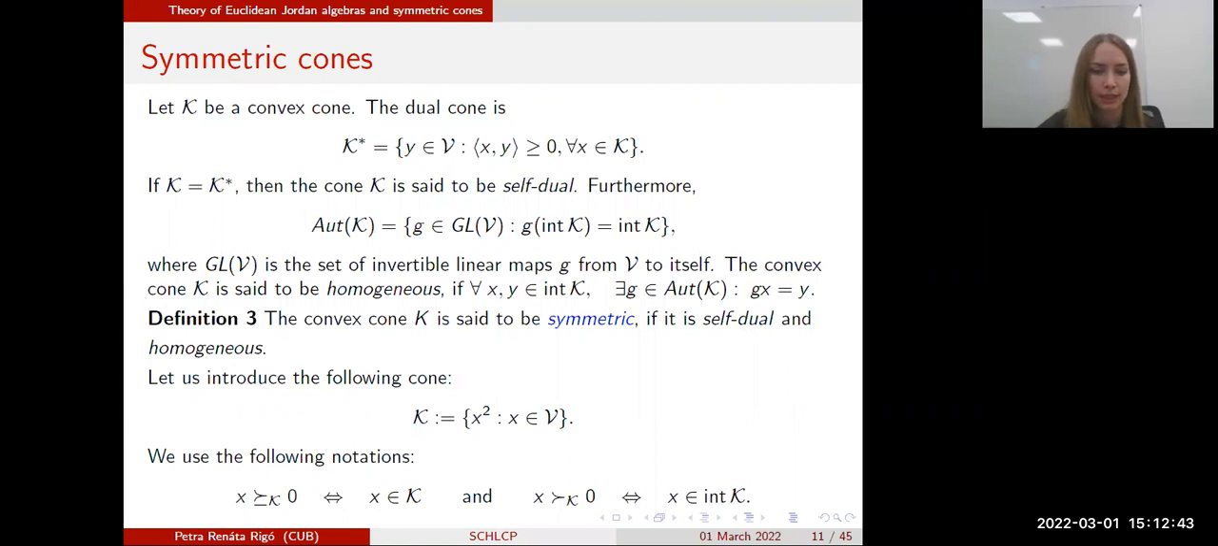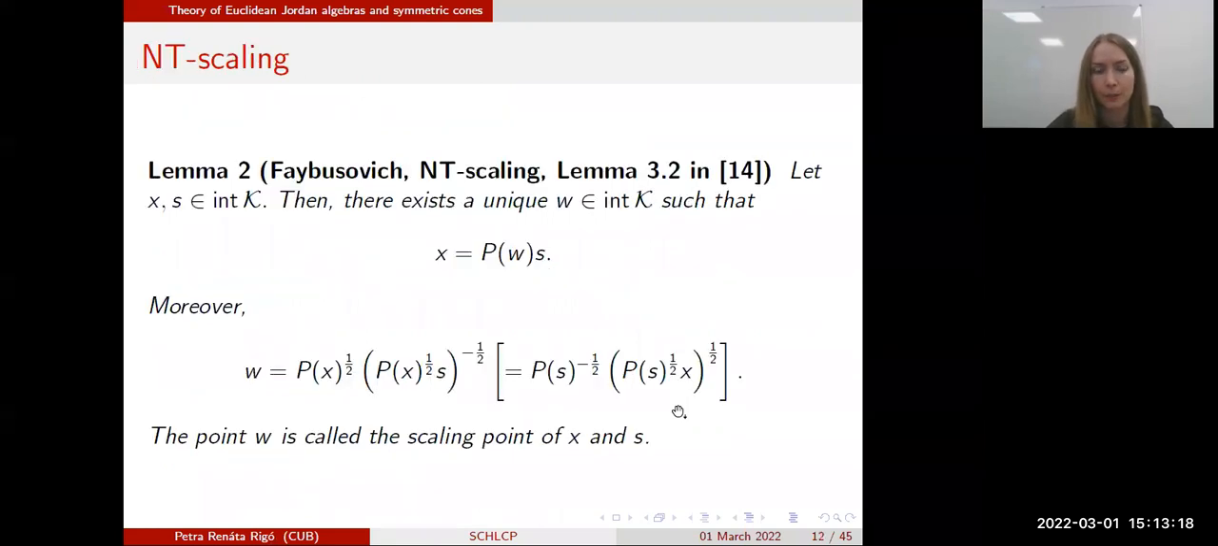And I also mentioned that any symmetric cone can be written as the cone of squares of a Euclidean Jordan algebra. So we introduce this cone, the cone of squares, in this form, and it was proven that this cone is a symmetric cone. And we will use the following notations when we deal with the complementarity problem and the optimization problems as well. So this means that x is in K, and this means that x is in the interior of K.